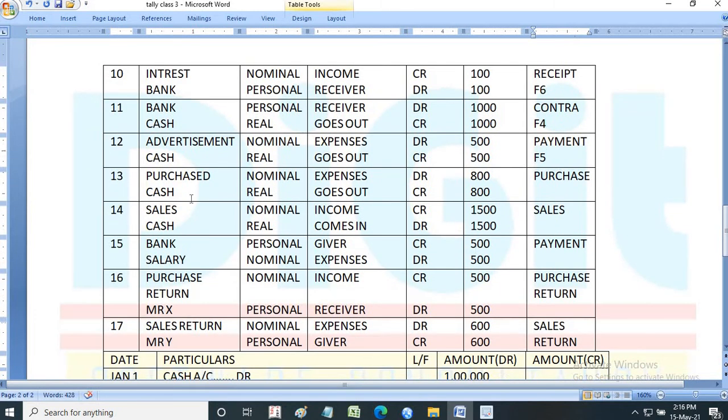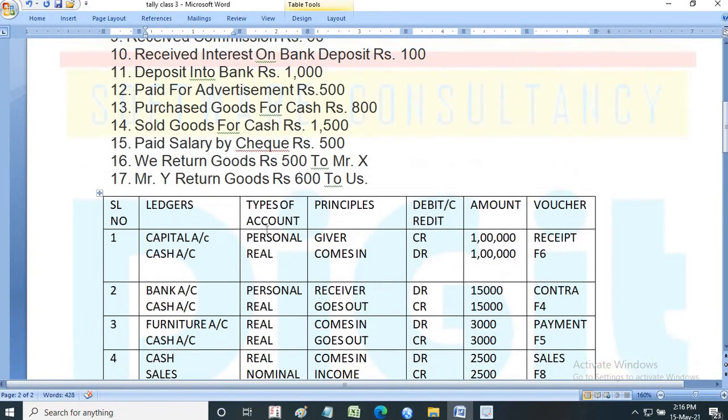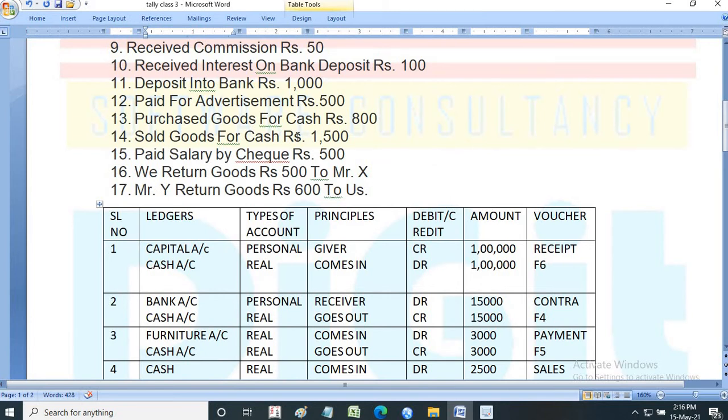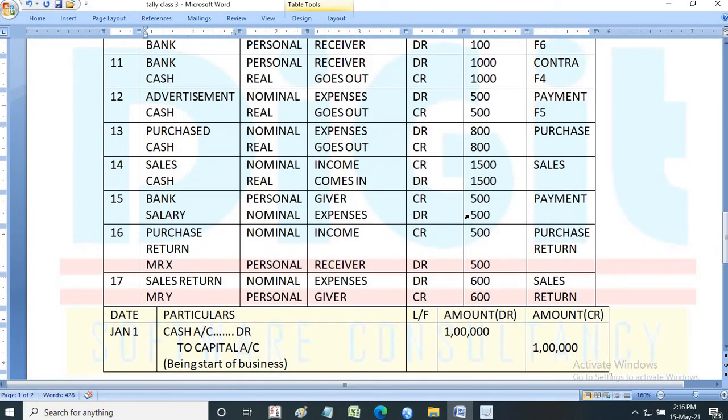Okay, so next is purchase account. Okay, number 13. You see, purchase goods for cash rupees 800. So purchase account will be there and cash account will be there. Okay, and the amount is 800. See this, purchase and cash. Purchase is nominal, is expenses. Already we explained, it never changes. Once you know it, the purchase is nominal, is expenses, so it will always be the same, right?